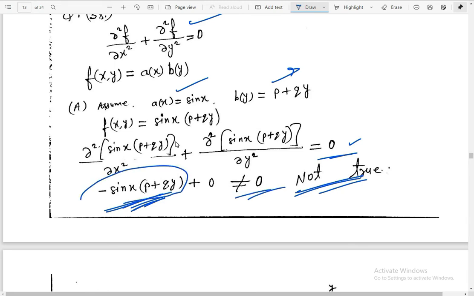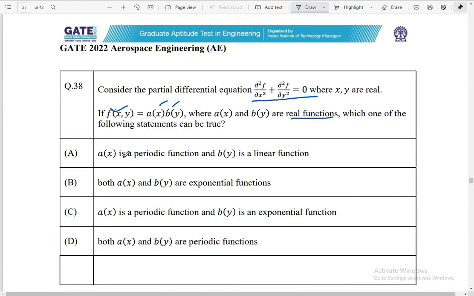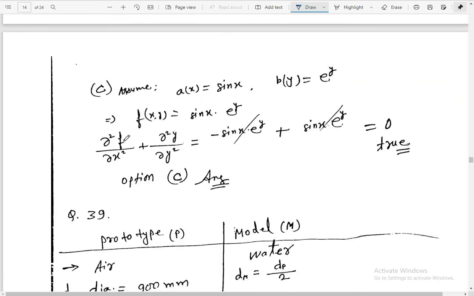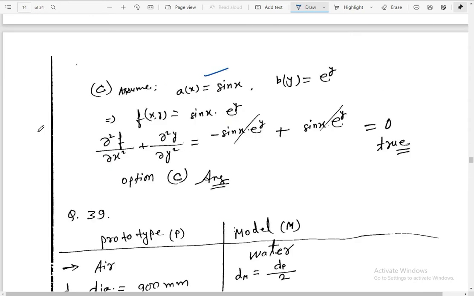Again I have taken option C. I didn't take option B. Actually we have to try options A, B, C, D and see which option gives 0. For option C, again I assume a(x) equal to sin x, and here b(y) is mentioned as exponential, so I have taken e to the power y. Put it in this derivative, solve, and finally you will get 0. So option C is the right option.